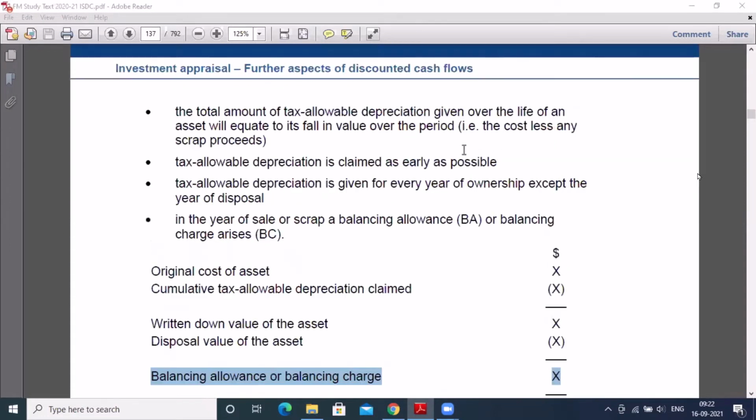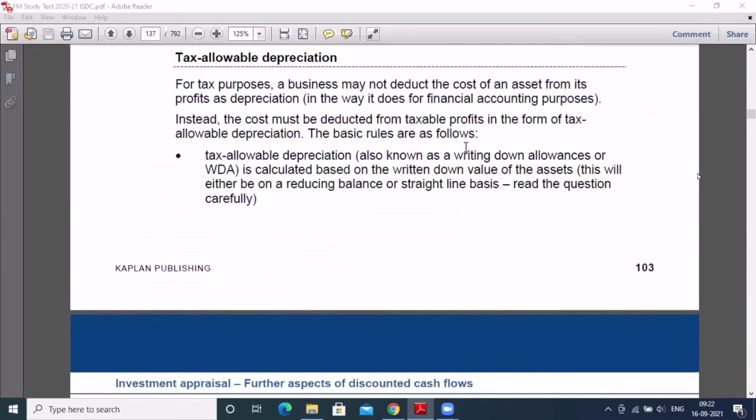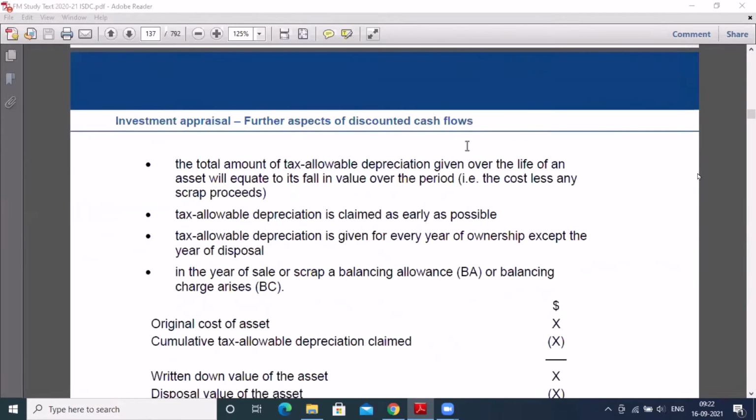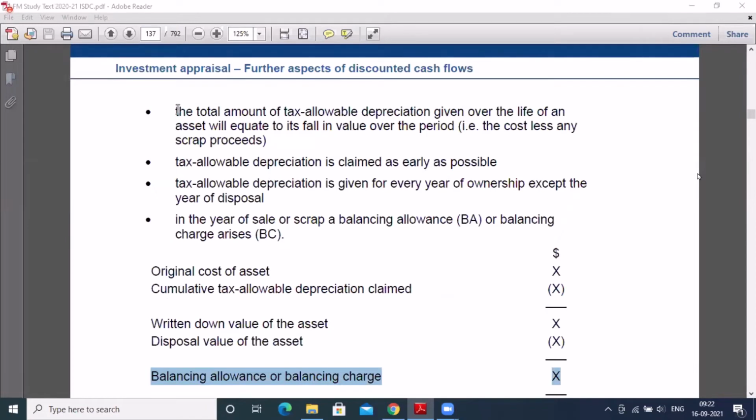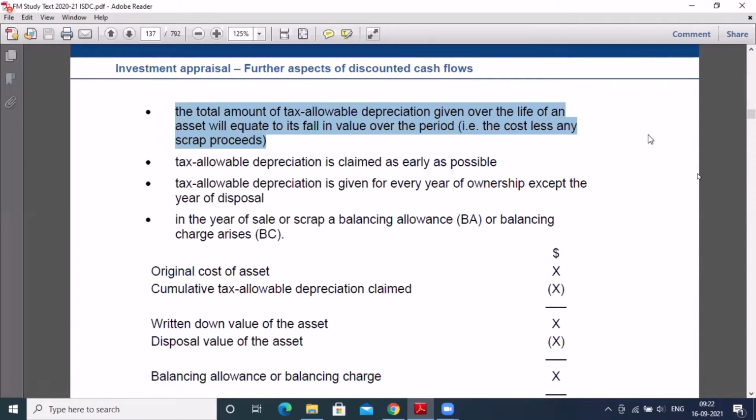Second point. See, the total amount of tax allowable depreciation given over the life of an asset will equate to its fall in value over the period. It is the cost less any scrap proceeds.